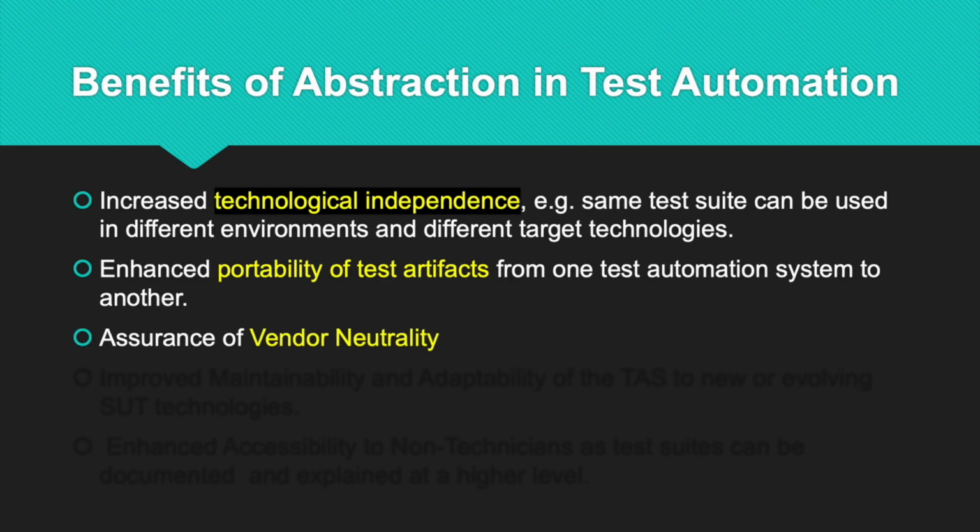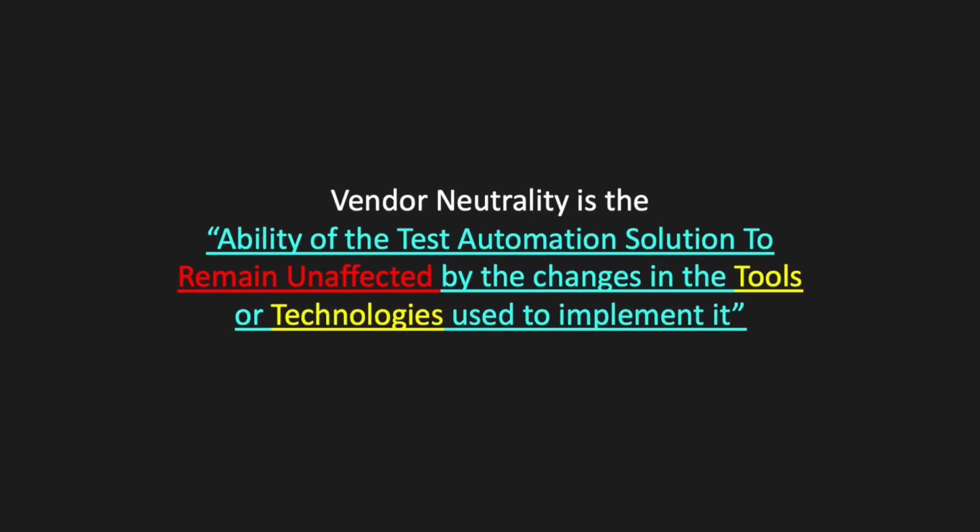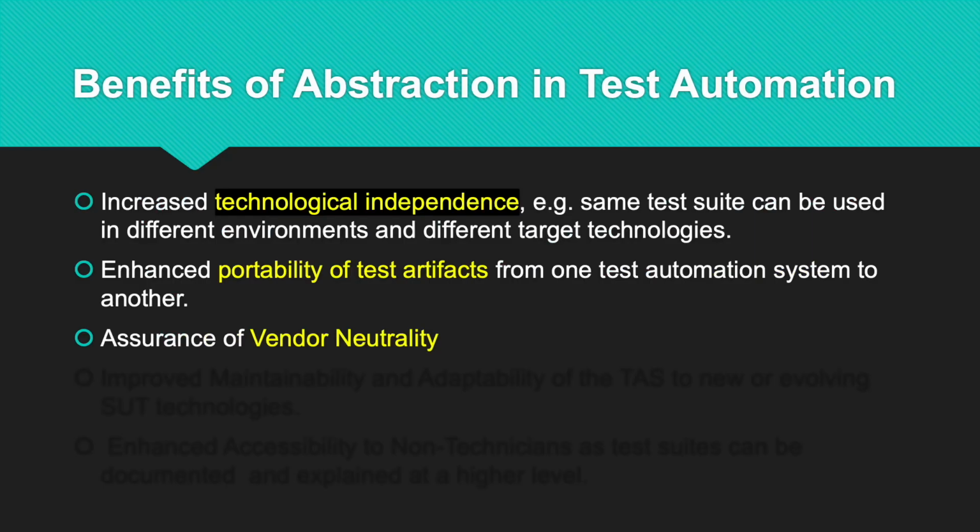Another benefit is assurance of vendor neutrality. In the context of test automation, vendor neutrality refers to the ability of the test automation solution to remain unaffected by changes in the tools or technologies used to implement it.